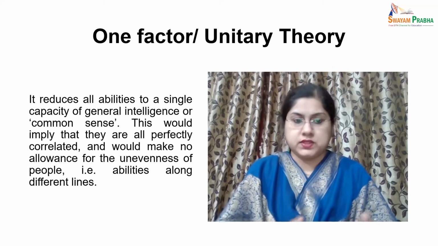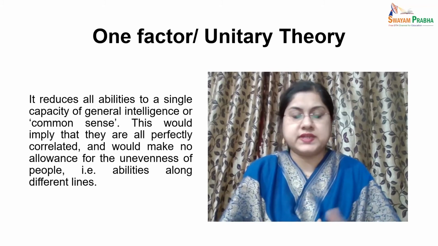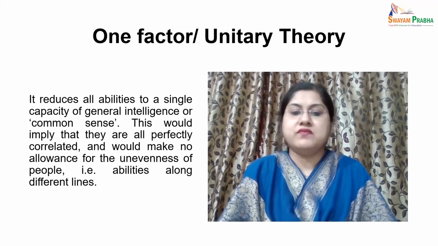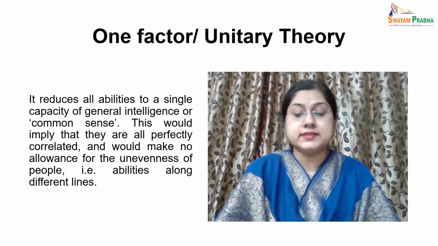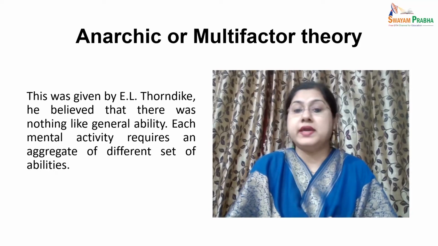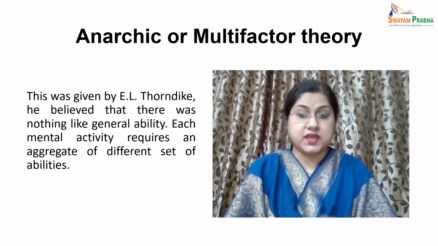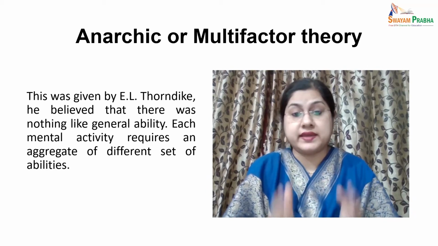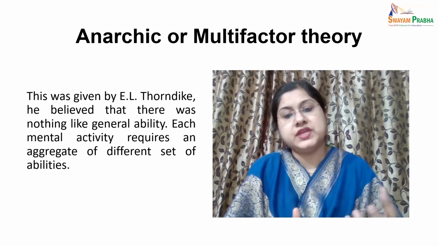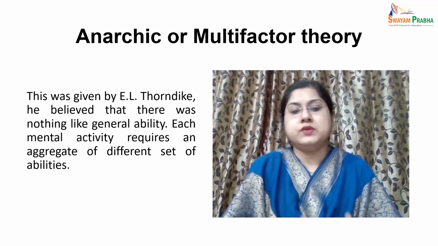So this first theory, because of those aspects which are not in consonance with general intelligence or common sense, we make it stand rejected. Now let us see the next theory, which is the anarchic theory or multi-factor theory, which was given by E.L. Thorndike. Thorndike believed that there was nothing like general ability. Each mental activity requires an aggregate of a different set of abilities. This theory considers intelligence a combination of numerous separate elements or factors, each one being a minute element of an ability.